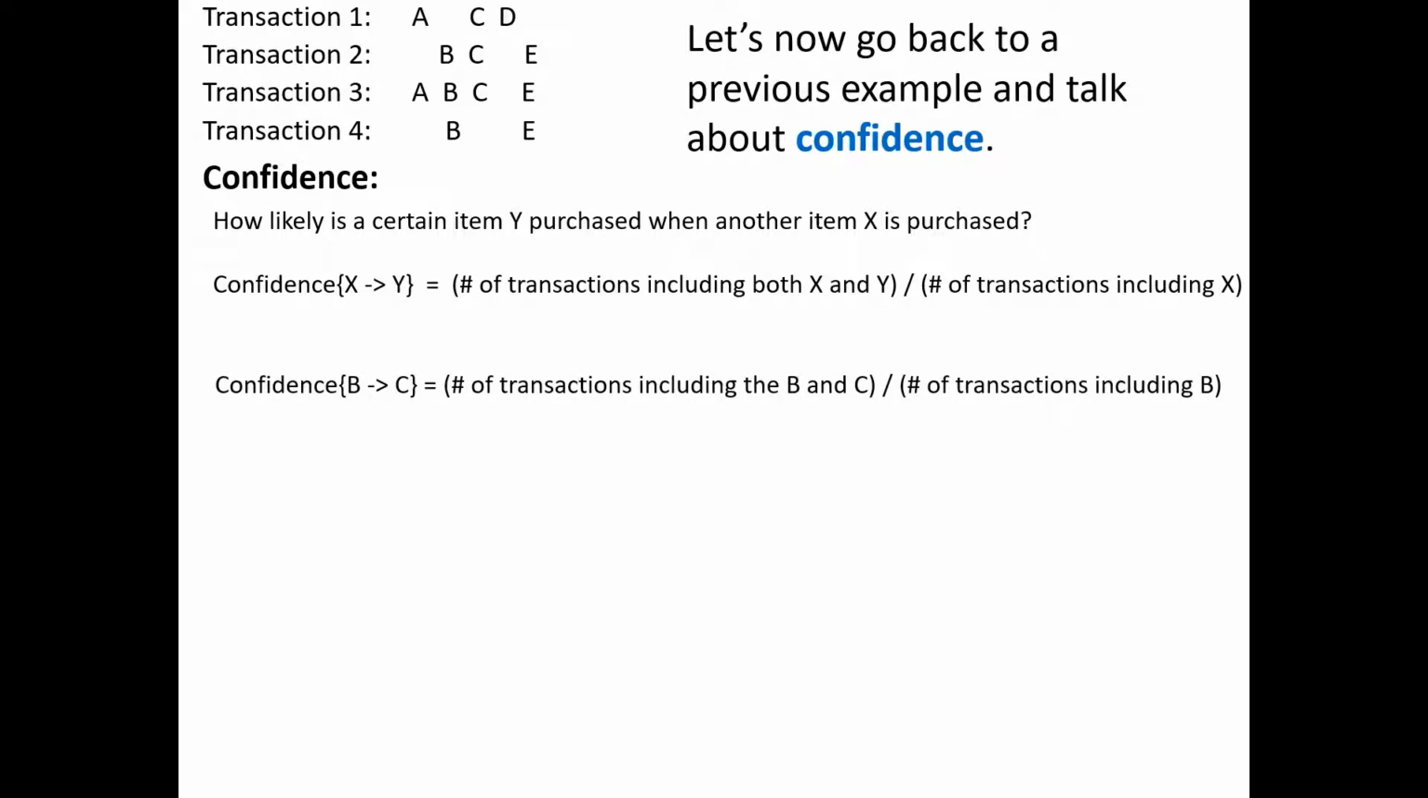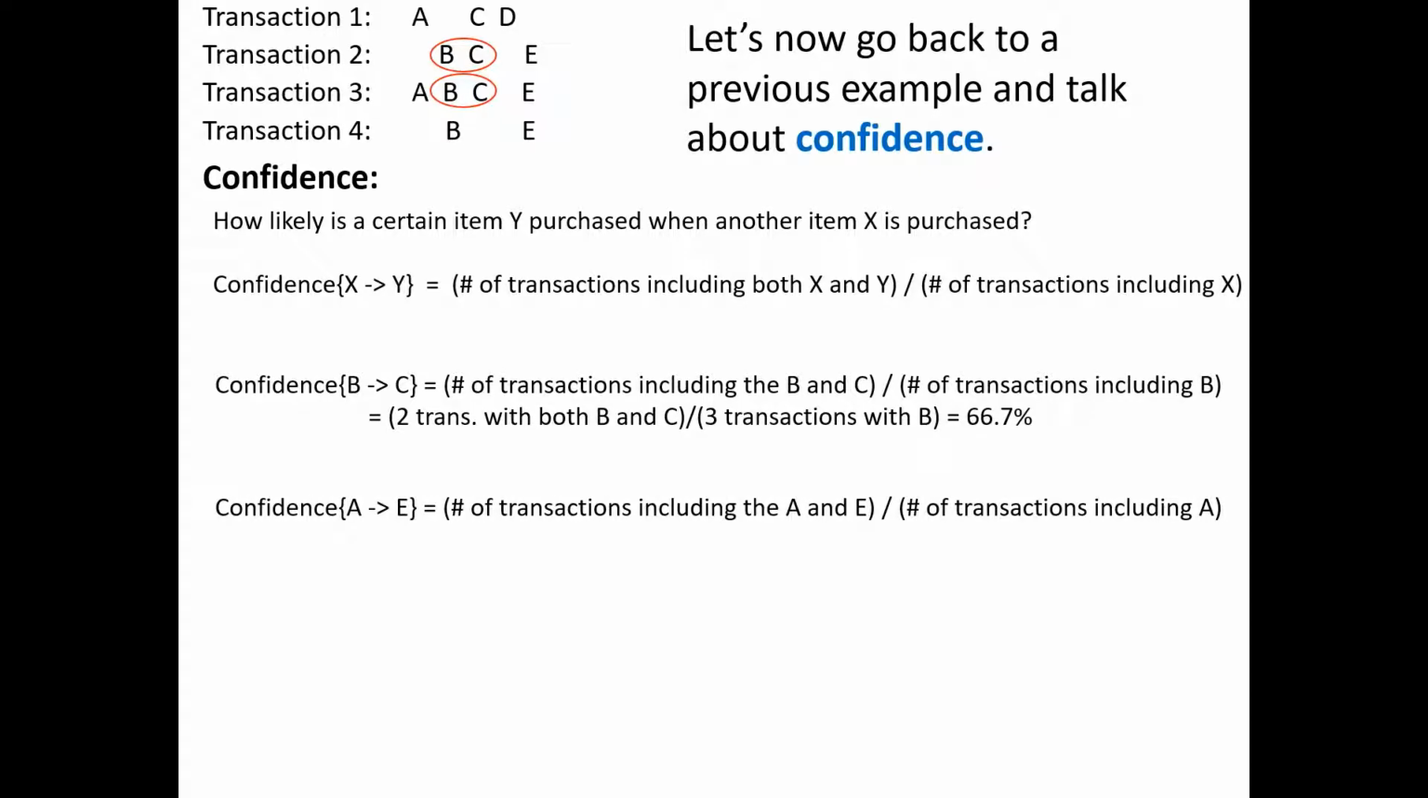So if we're looking for the confidence of B and then the arrow to C, that's how likely is it that C is being purchased given that B is already being purchased. So we'd have the number of transactions with both B and C, and divide that by the number of transactions including B. There were 2 transactions with both B and C, and 3 transactions have a B in them. So our confidence for that would be 2 divided by 3, which is 66.7%.